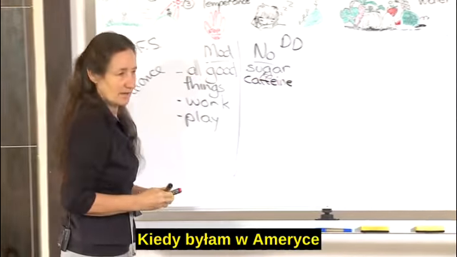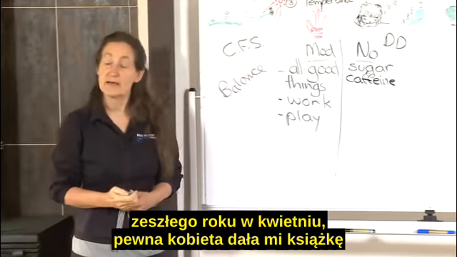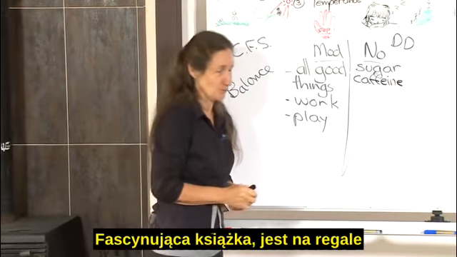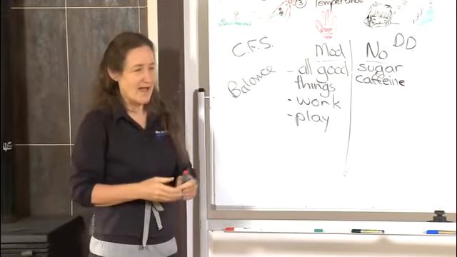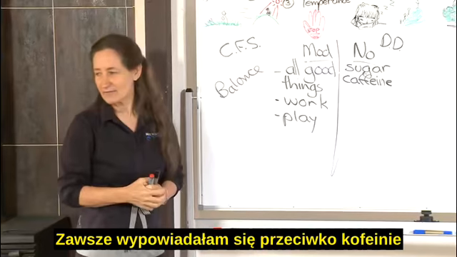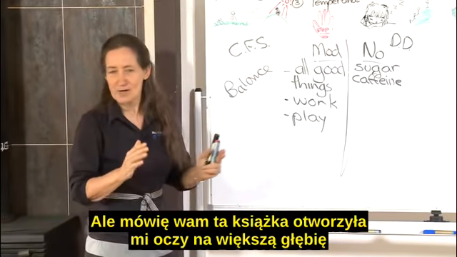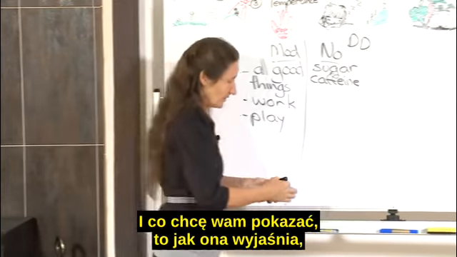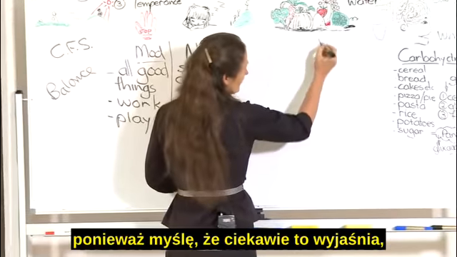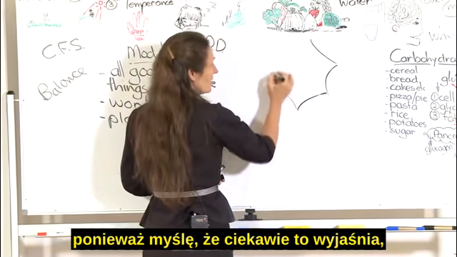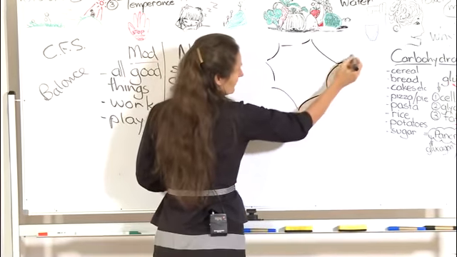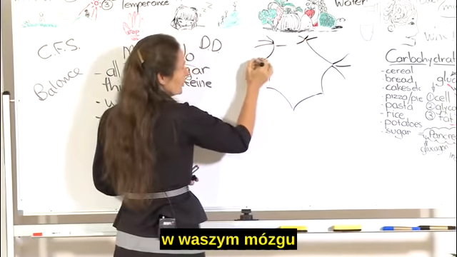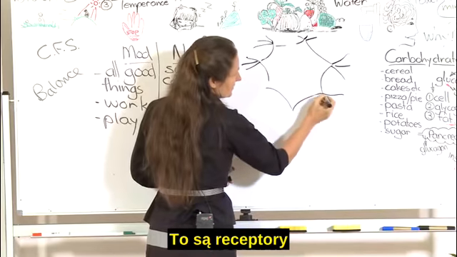When I was in America last April, a lady gave me a book called Caffeine Blues. Fascinating book. It's in the bookshelf. I always have spoken against caffeine, but I tell you, this book opened my eyes even to a greater depth. And what I want to show you is how he explains, because I think he explains it in an interesting way, of how caffeine affects the body. This is the nerve cell. You have 1 trillion of these in your brain, and these are the receptor sites.